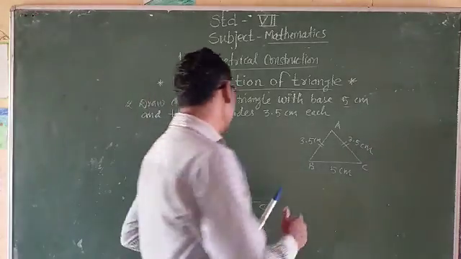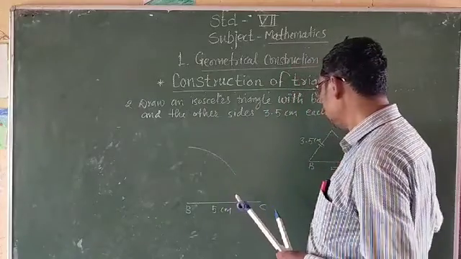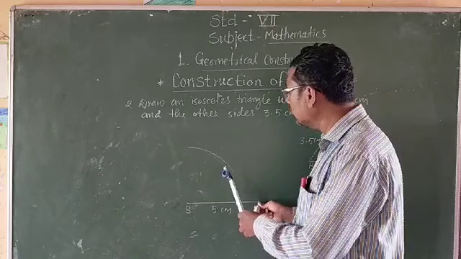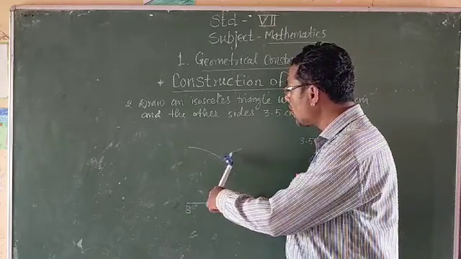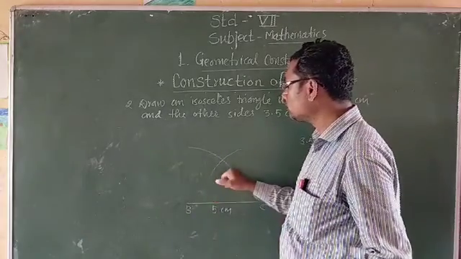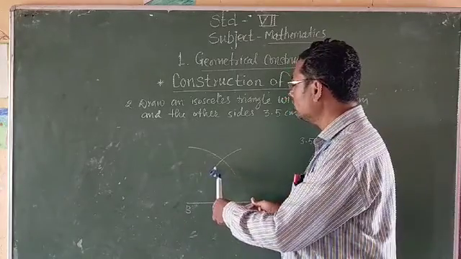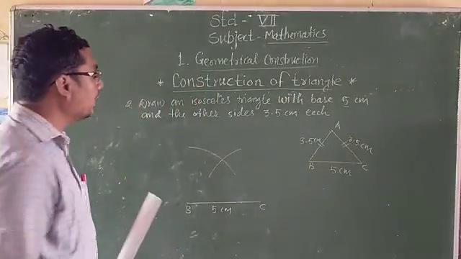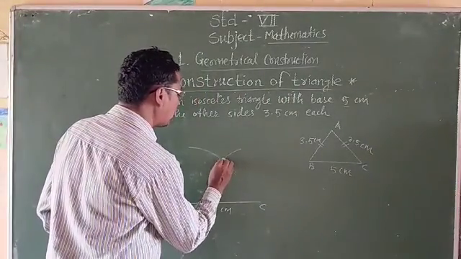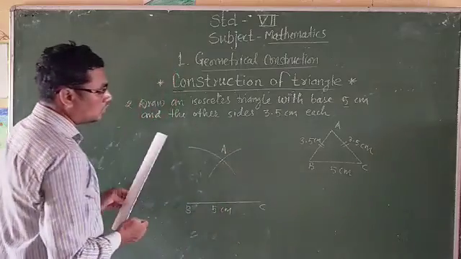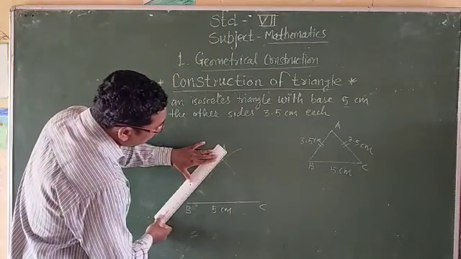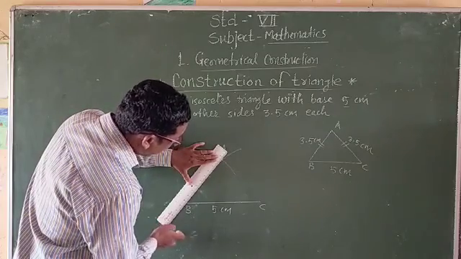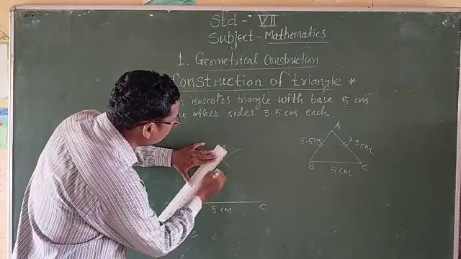In the same way, from the point C, because AB and AC are equal, it is an isosceles triangle, we have to draw one more arc. Then we get the intersection, and the intersection point is A. We have to join the points A and B, and A and C. Use a sharp pencil and draw.